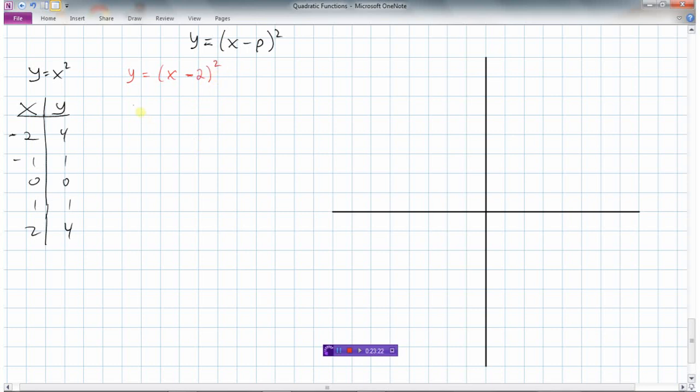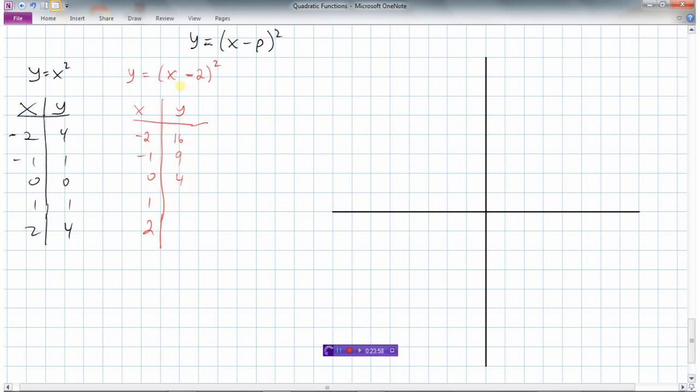Well, let's do our table of values. We'll go with the same x values we've gone with before. So if I put a negative 2 in here, negative 2 minus 2 is negative 4. Negative 4 squared would be 16. Now I'm going to put in negative 1. Negative 1 minus 2 is negative 3. Negative 3 squared is 9. And put in a 0. 0 minus 2 is minus 2. Minus 2 squared is 4.